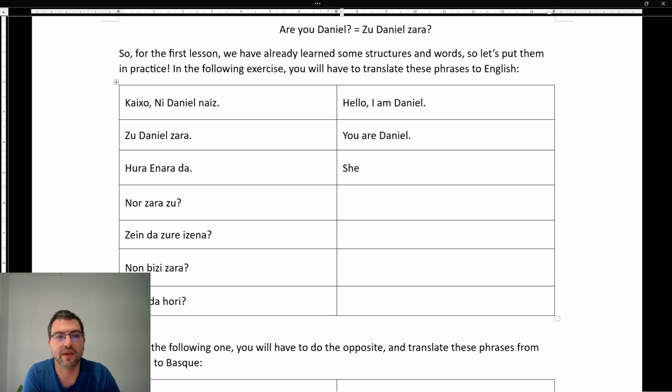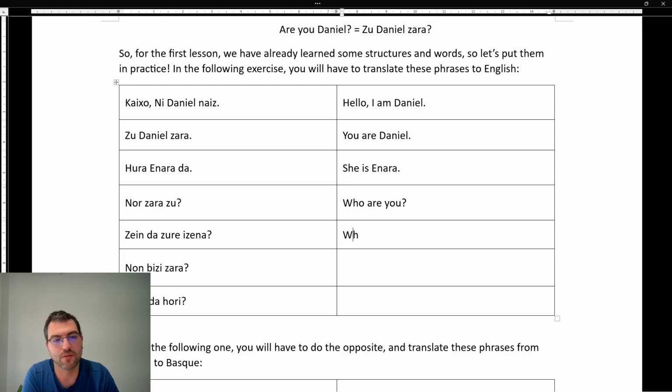Ura enara da. Enara is like a swallow, the animal. It's a common personal name, so there are people called that, girls in this case. Translated to English, it would be she. She is Enara. Nor zarazu. Who are you?